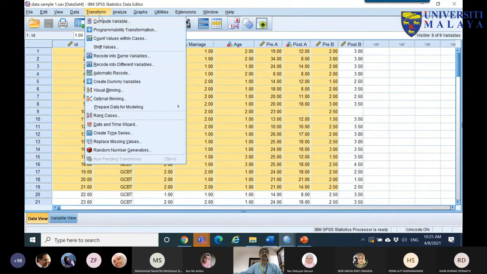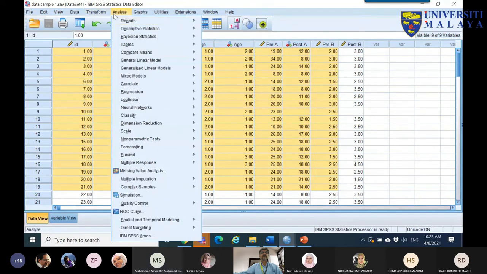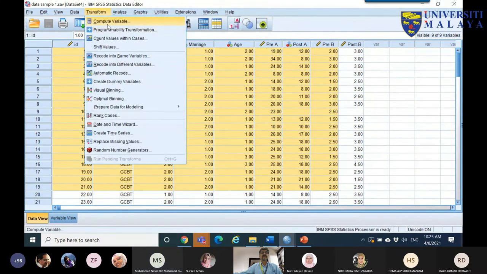Thank you. So under Transform, you can also use a lot of options like recoding, computing, counting, and binning of your data, creating time series data and replacing missing values, or even creating and producing some random numbers, right?